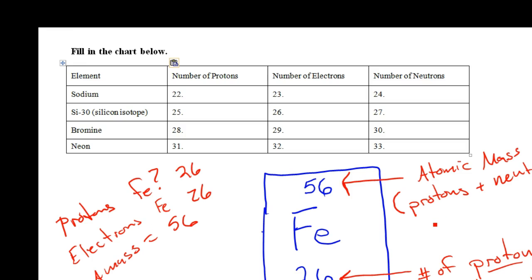All right, this can be useful because if protons plus neutrons equals 56, and I know the protons is 26, so 26 plus what equals 56? 30. Good answer. So if I ask for neutrons, it equals 30. I'm out of time.